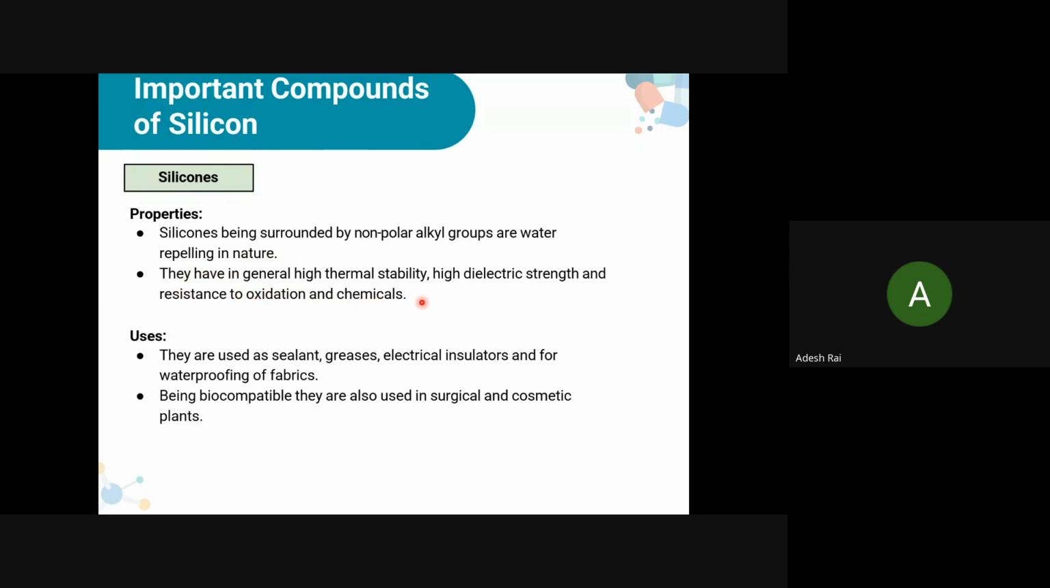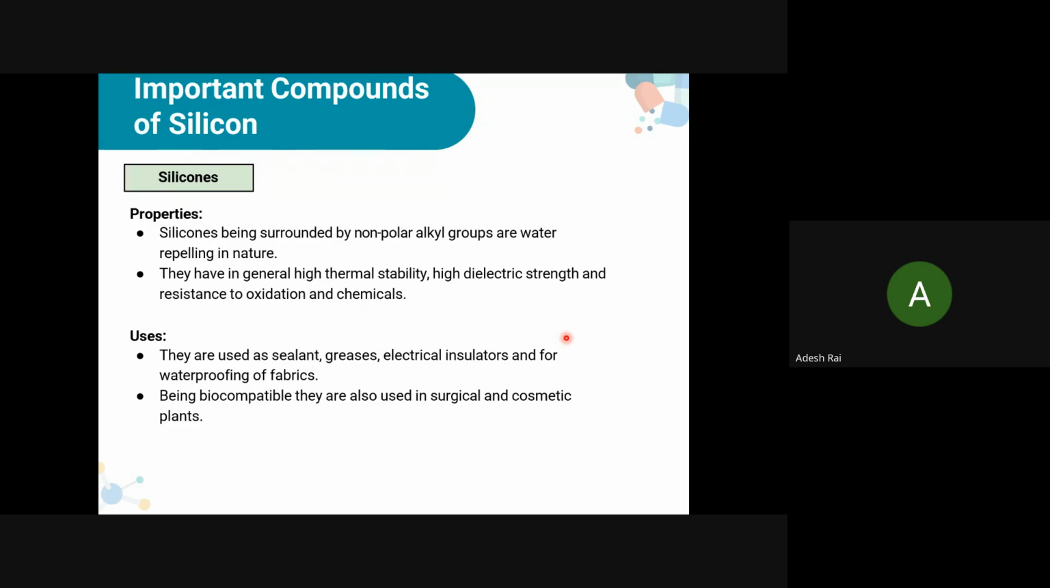They have, in general, high thermal stability, high dielectric strength, and resistance to oxidation and chemicals. This is the property that makes them more versatile for use in different applications. Therefore, you can see the uses. They are used as sealants, greases, electrical insulators, and for waterproofing of fabrics. Now, what is the second use? Being biocompatible, they are also used in surgical and cosmetic implants.